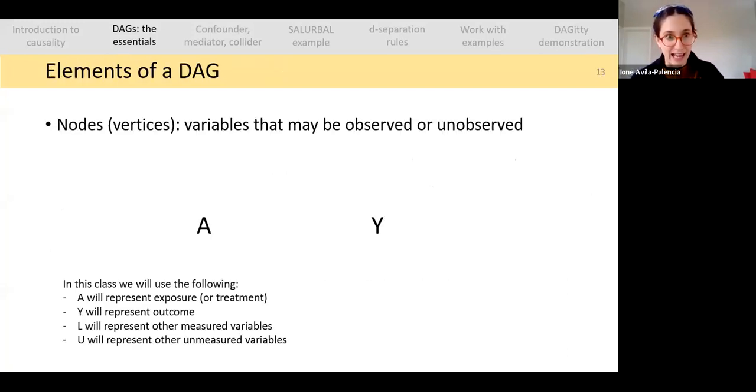So having said that, let's go to the most basic part of this presentation. What are the elements of a DAG?